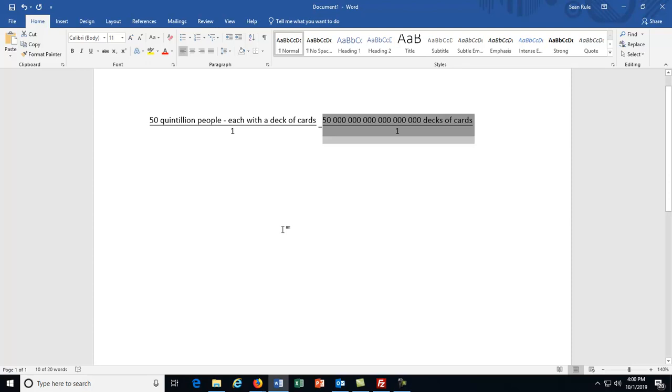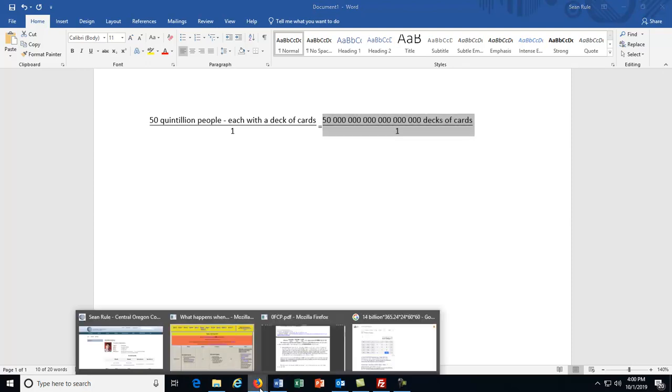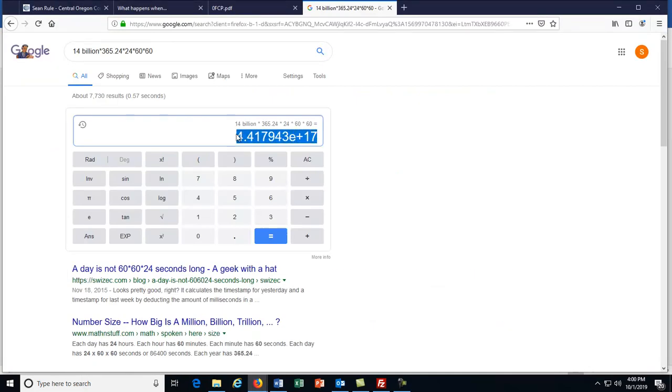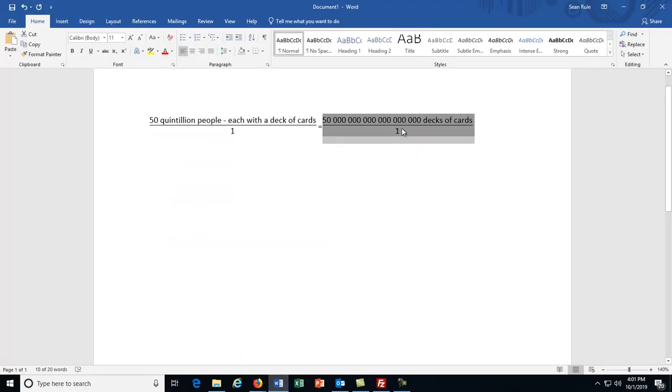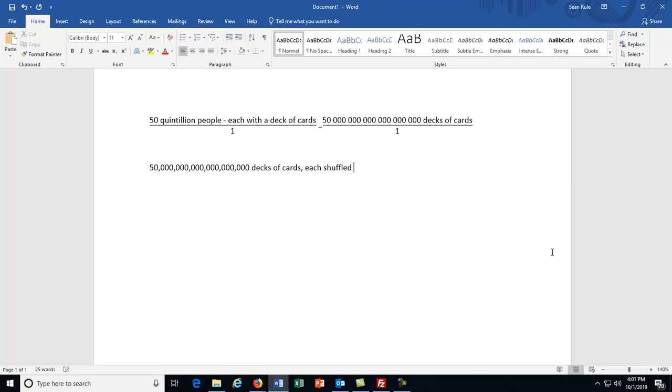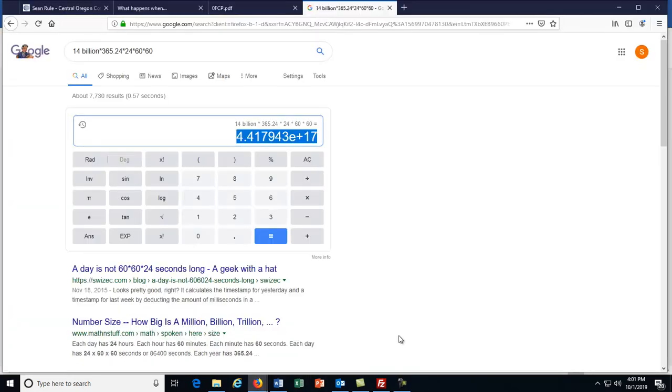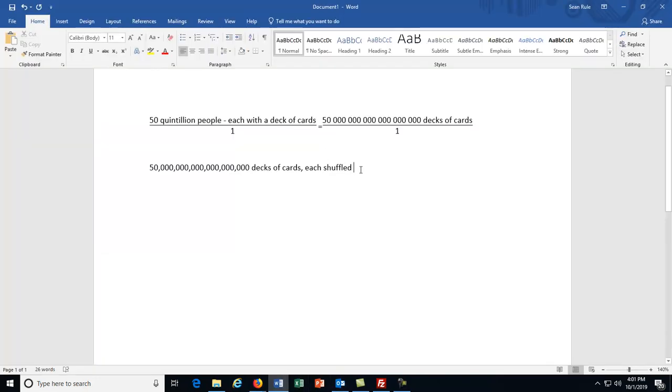Now, what we are going to do is, every second, we are going to shuffle those decks of cards, and then we're going to have to bring in the number that we calculated from before, which I hope I saved. I think I did. It's right here. This is how many times those decks of cards get shuffled in total. So each one of those decks of cards is going to be shuffled this many times. Every one of these decks of cards. Okay, let's just take this down here. 50 quintillion decks of cards, each shuffled 400 trillion times. So I'm just going to leave this number here and write it out in words for a second, because we're going to use Google to actually crunch the math. Each shuffled 4.17 hundred trillion times.